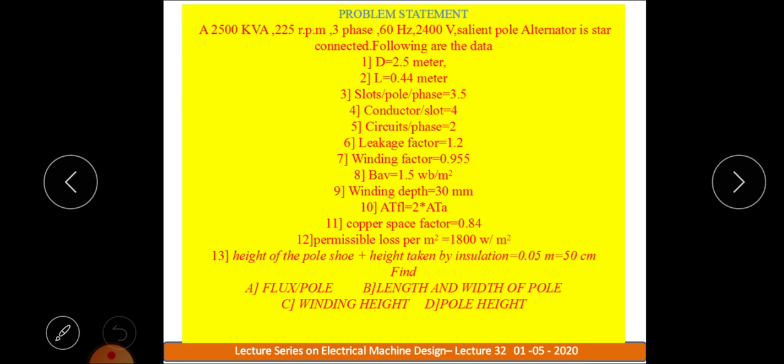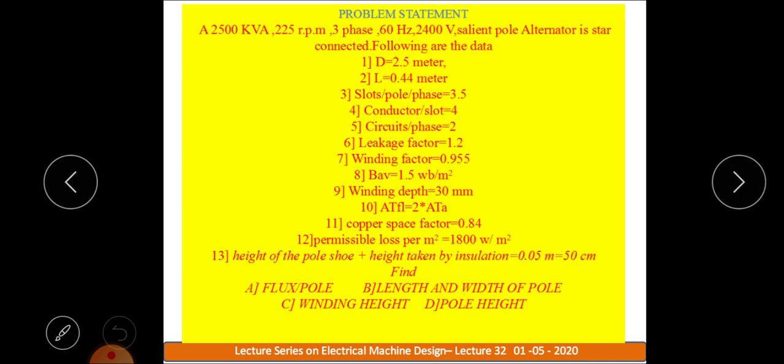a 2500 kVA salient pole machine is there. It is operating at 3-phase 60 Hz with 2400 volt, and it is running at 225 rpm. The stator bore diameter is given as 2.5 meter, and the gross length L is given as 0.44 meter. The slots per pole per phase is given as 3.5. Conductors per slot are given as 4. Circuits per phase are given as 2.